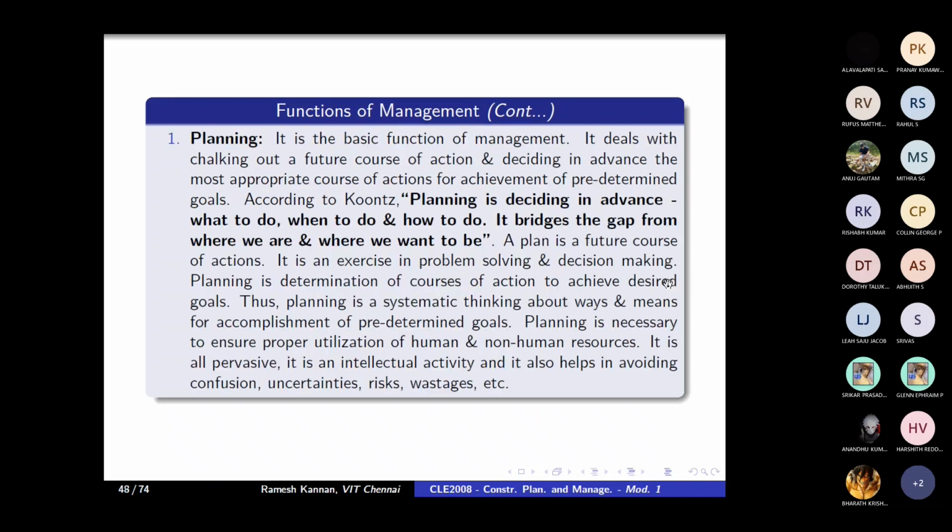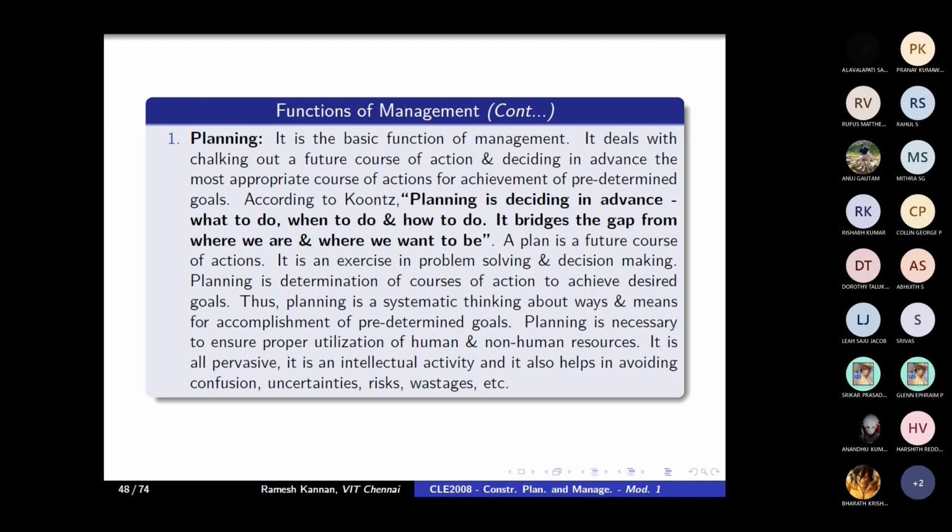So we'll define what planning is. The notes' definition is pretty good compared to what we think of as planning. This is the definition: planning is deciding in advance what to do, when to do, and how to do. Right. So it's a typical definition of planning. It is deciding in advance, not during the course of action, but in advance.